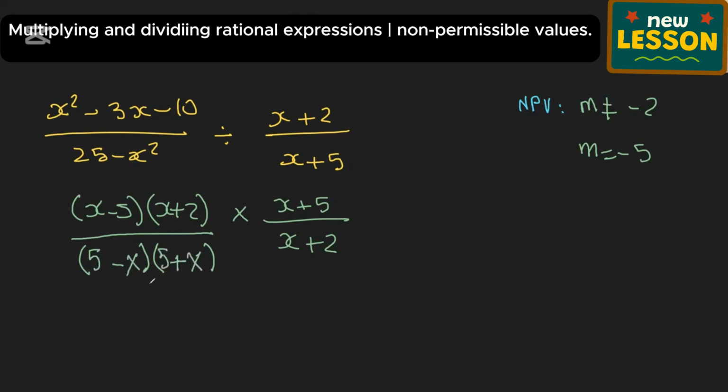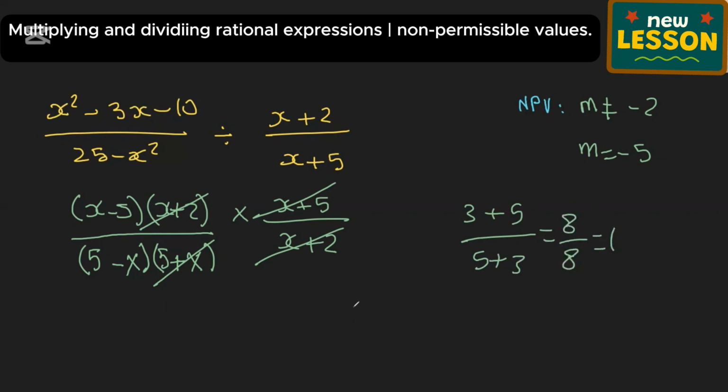Okay. Now I could cancel this x plus 5 with this x plus 5. I could cancel this x plus 2 with this x plus 2. This is x minus 5, and this is 5 minus x. If this is a plus, you could cancel them with no problems, because let's say 3 plus 5 and 5 plus 3, they both give you 8 over 8, which gives you 1. Okay, but this is minus. Can we cancel them? You could cancel these with one condition. If you cancel them, make one of them equal -1.